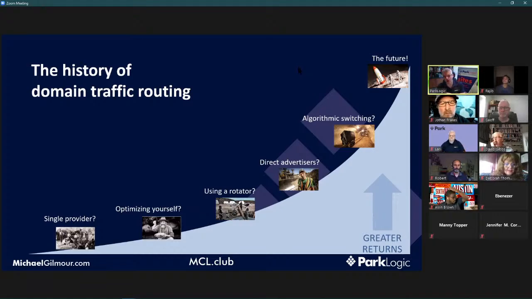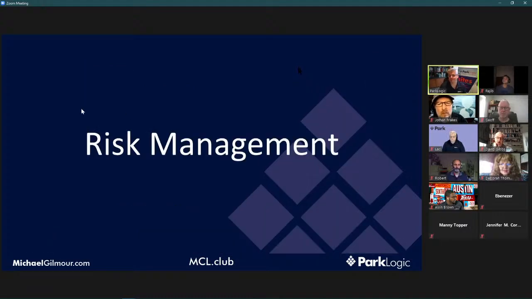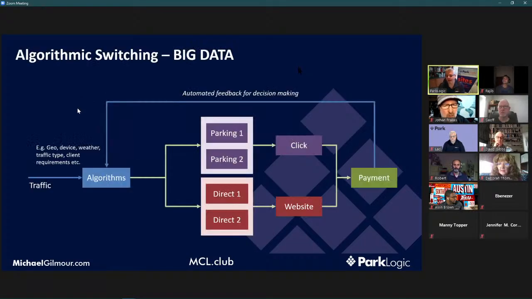And what I'd like to go through right now is dealing with risk management and the way we are now viewing risk management, how it will add value to domain investors. So risk management. In terms of risk management, I'm talking also about traffic and what that actually means.